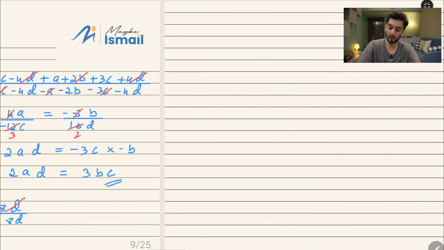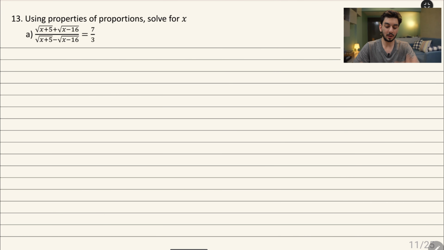Okay, let us move ahead. Okay, we had an empty space. Okay, this is the question. Now this question says, using properties of proportion, solve for x. So I need to find the value of x, but I have to use the properties of proportion, because if I follow any other method, that would just be so long.